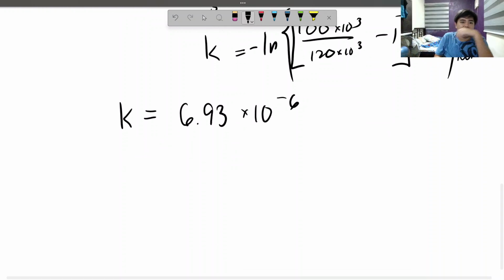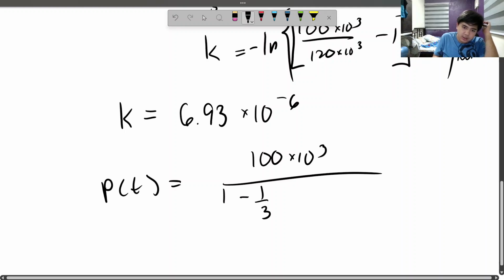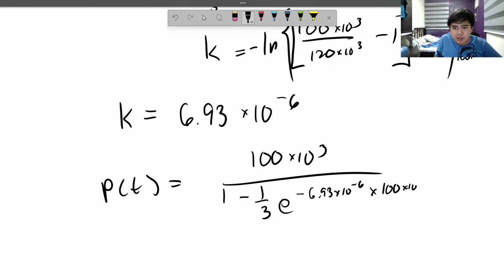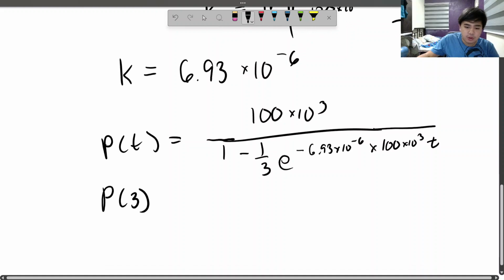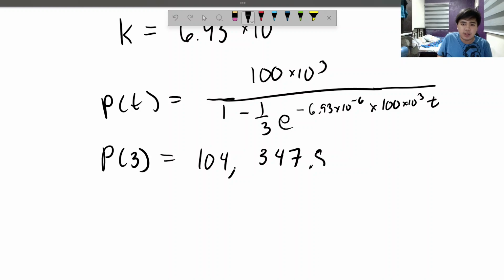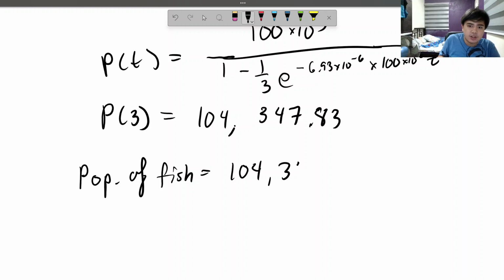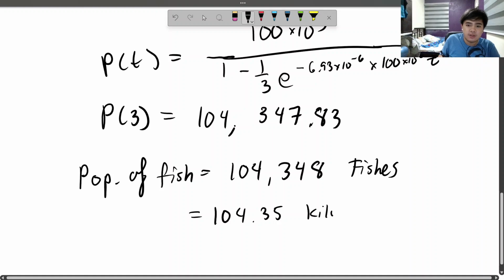And now, for our final P of t: 100 times 10 to the 3 over 1 minus 1/3 e to the negative 6.93 times 10 to the negative 6 times 100 times 10 to the 3 t, in months. Now we need P of 3. If you input this in the calculator, you should get 104,347.83. Since the population of fish is discrete, we can round this off. We get 104,348 fishes. Or if you're an engineer, you can say it's 104.35 kilo fish. So that's going to be your answer.